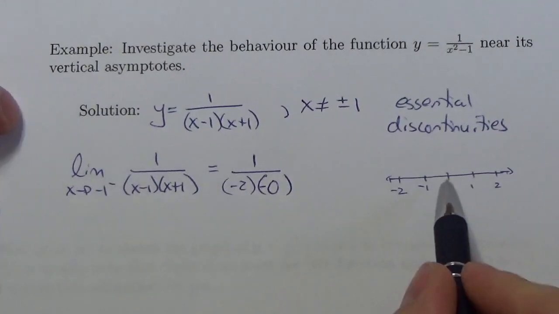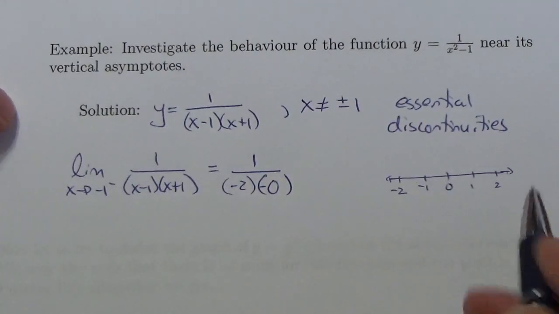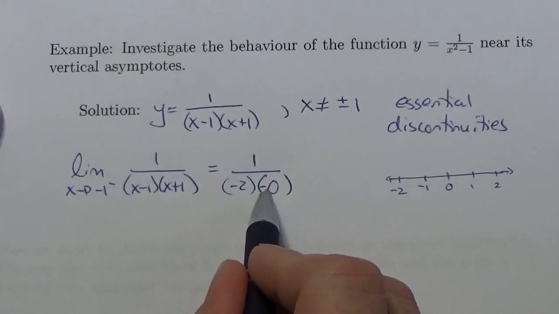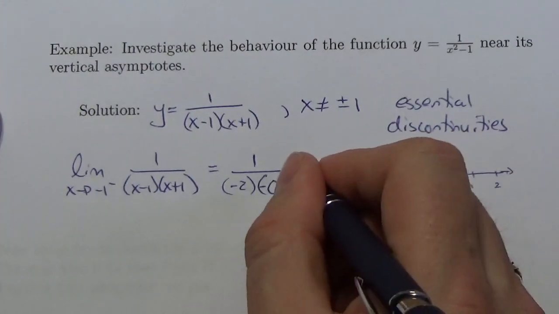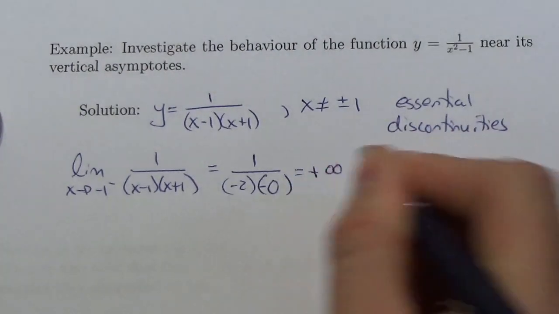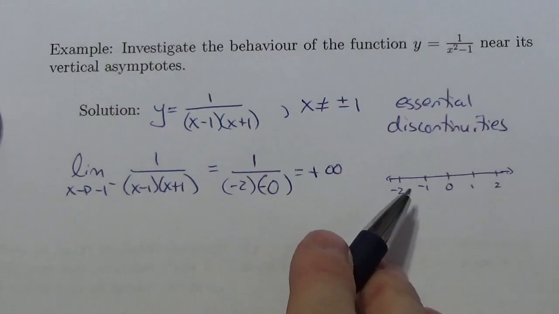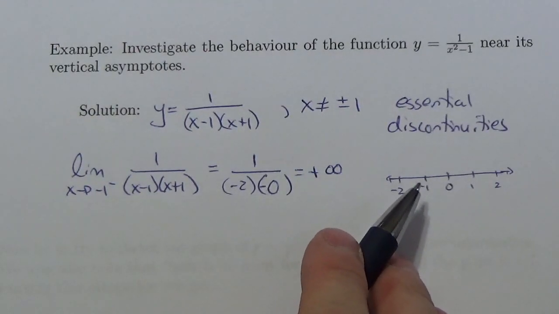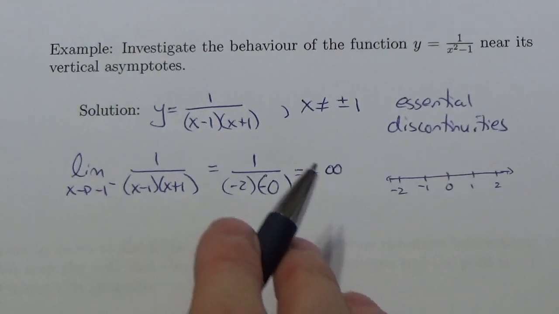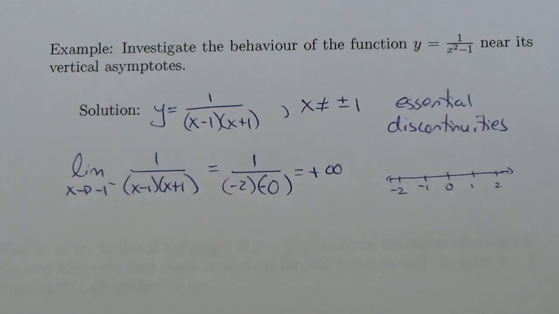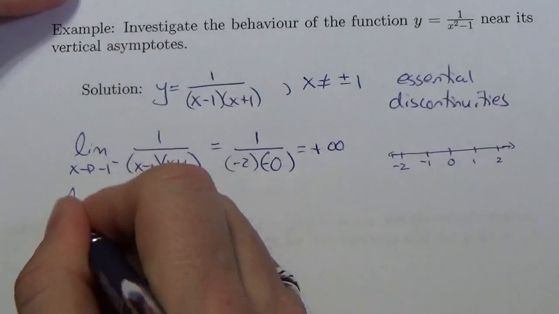And not only is it not 0, it's slightly on the negative side. So I've got two negatives here, and they're going to cancel out. This is going to become positive infinity. So what that means is on the left-hand side of negative 1, the graph is going to shoot off to positive infinity.